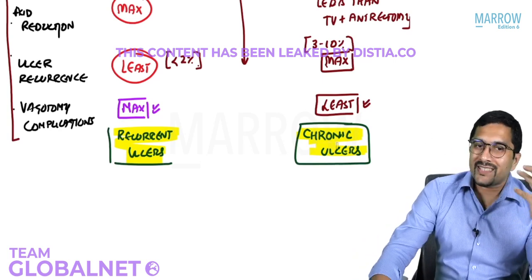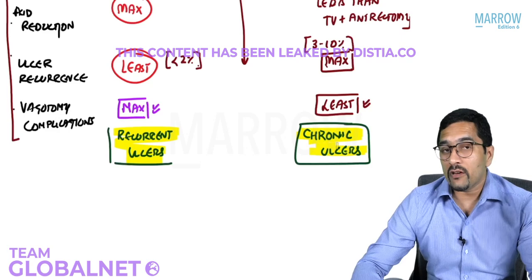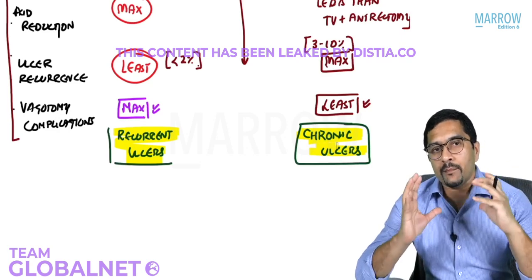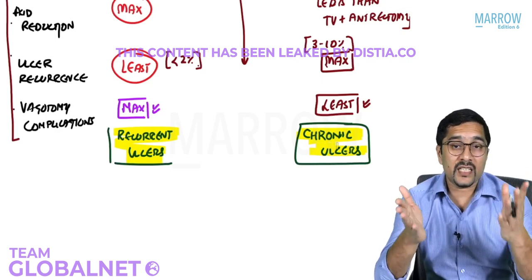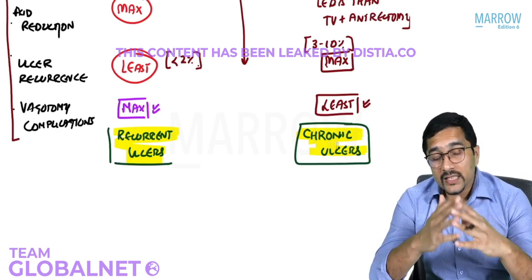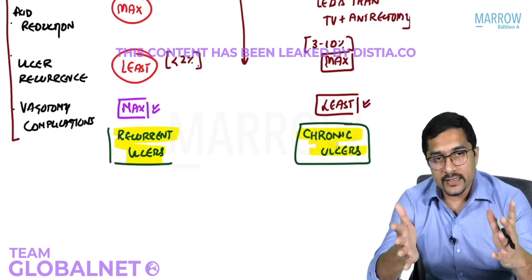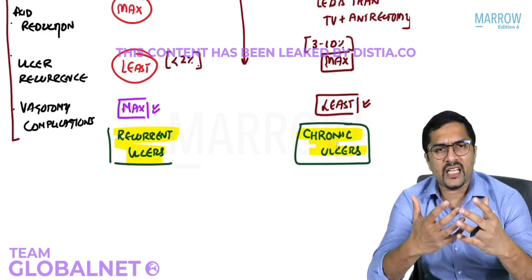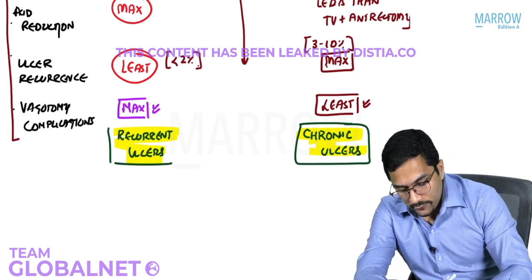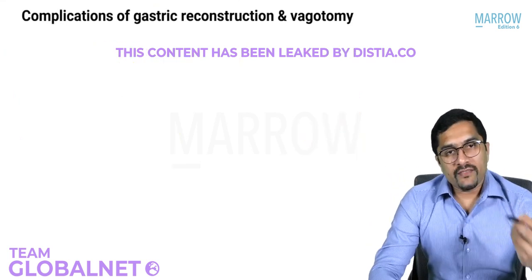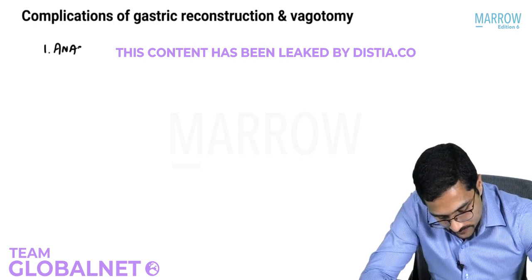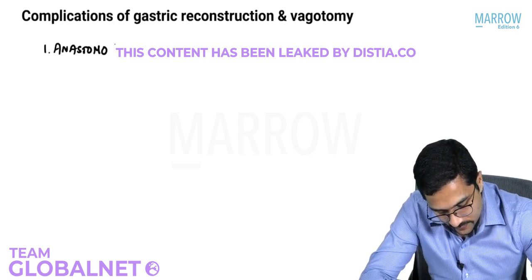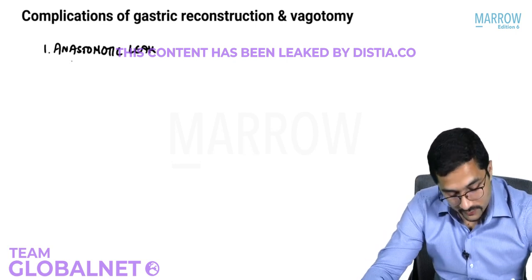So I've told you about gastric reconstructions and I've told you about vagotomies. Now the last part of this module deals with the complications of these surgeries which we've just discussed. And these complications are frequently asked in the exam. I mean, almost every exam, there is one question from these complications. So what are the various complications which can be seen? So we can have anastomotic leak, whichever surgery we are doing. Of course, there is a risk of anastomotic leak which can occur.